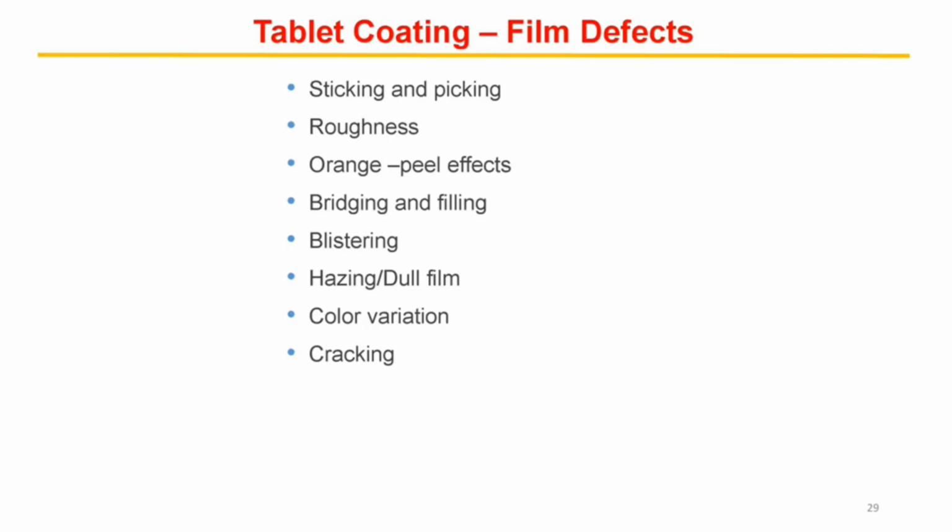Film defects: sticking and picking, roughness, orange peel effects, bridging and filling, blistering, hazing or dull film, color variation, cracking.